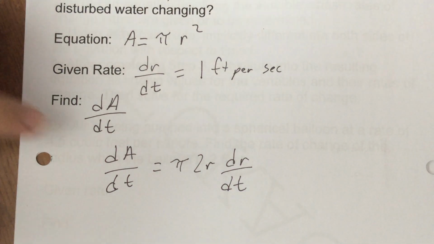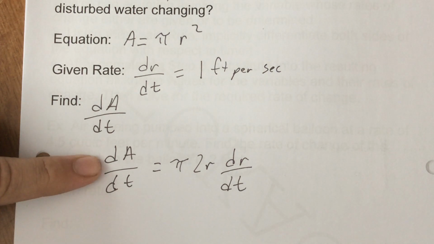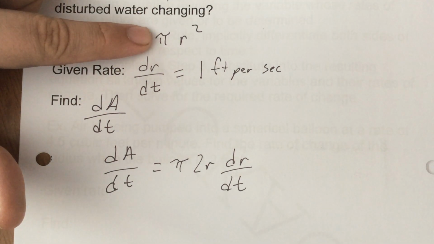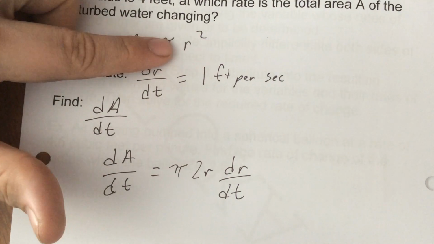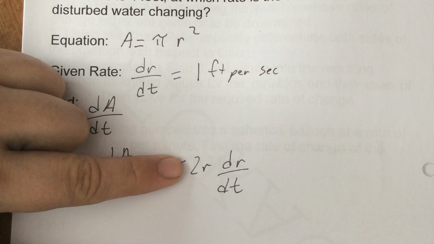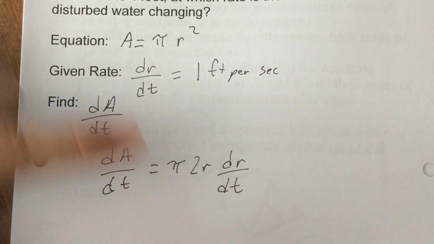So the derivative of A would go to 1, but because it was an A, it needs a dA/dt. Pi is a constant number, so it just moves down. R squared would go to 2r, and then because it was an r, it needs a dr/dt. So now we can start filling stuff in.